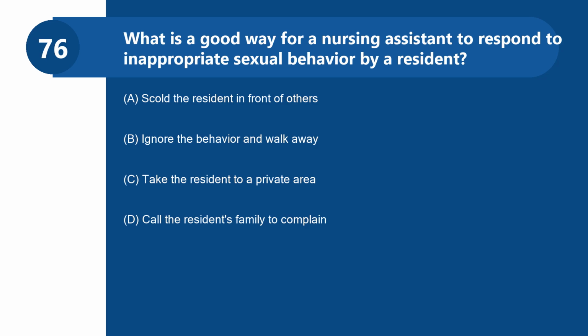Question 76. What is a good way for a nursing assistant to respond to inappropriate sexual behavior by a resident? Option A, scold the resident in front of others. Option B, ignore the behavior and walk away. Option C, take the resident to a private area. Option D, call the resident's family to complain. The correct answer is option C, take the resident to a private area.